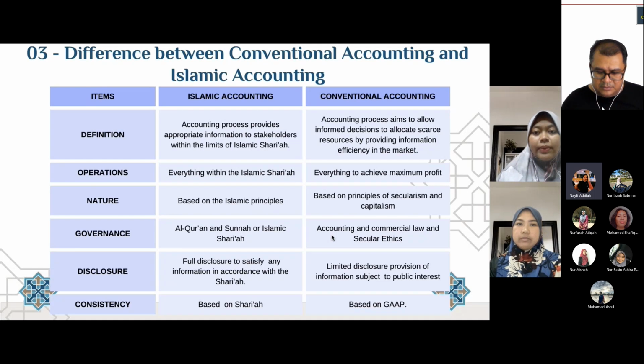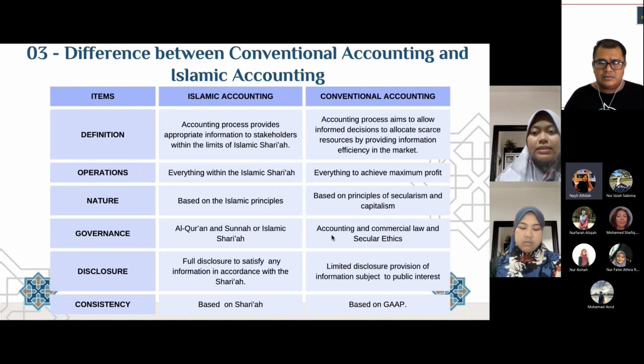For the governance, Islamic accounting is governed by Al-Quran and Sunnah, or Islamic Sharia, while conventional accounting is governed by accounting and commercial law and secular ethics. For the disclosure of Islamic accounting, it is full disclosure to satisfy any reasonable demand for information in accordance with the Sharia, and conventional accounting has limited disclosure, provision of information subject to public interest.